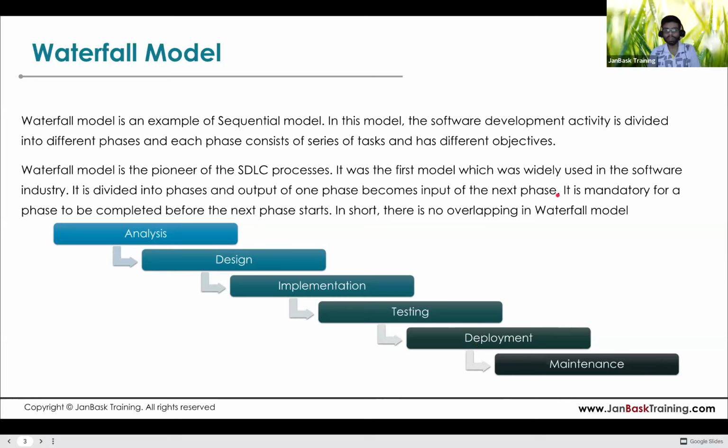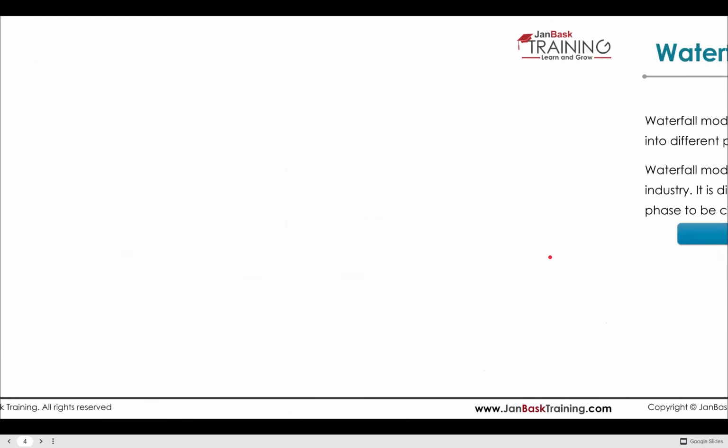So the next line says that it is mandatory for a phase to be completed before the next phase starts. In short, there is no overlapping of the phases in the waterfall model.